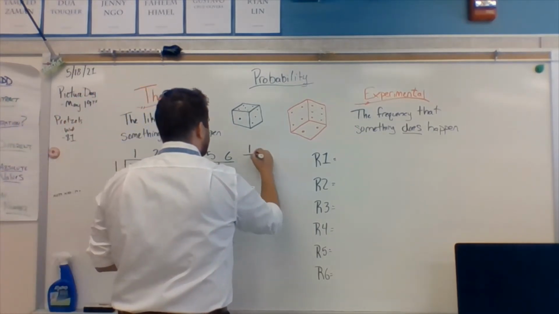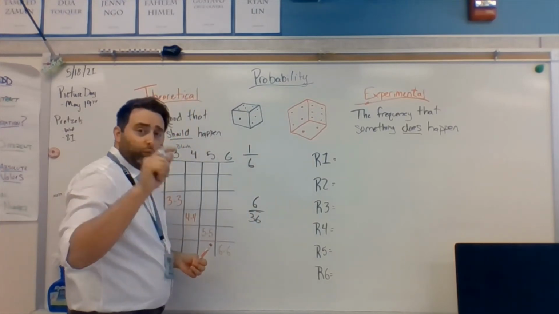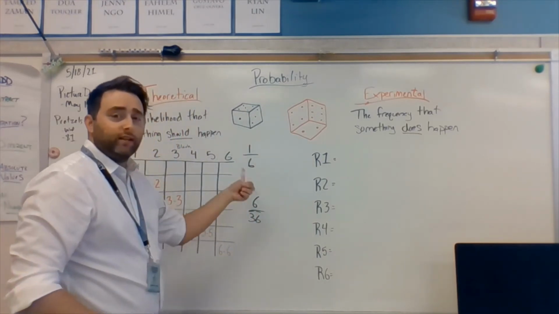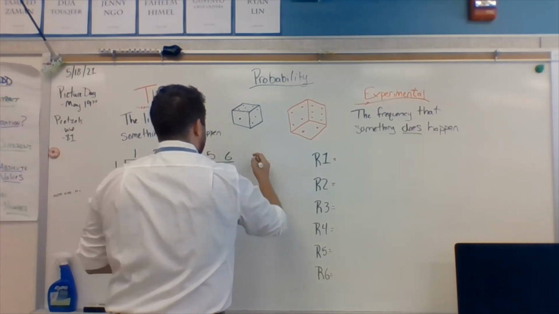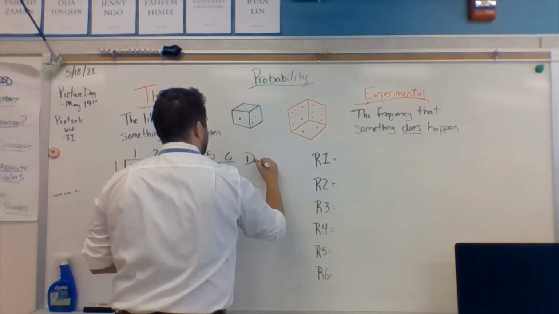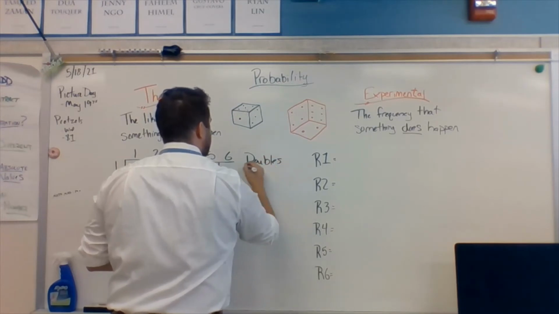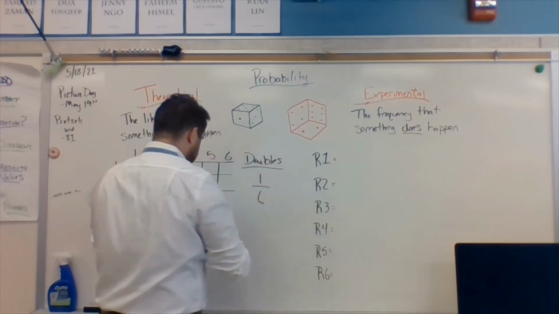There are 6 chances that I could hit a double out of 36 possible combinations. Simplify that. 6 goes into 6 1 time. 6 goes into 36 6 times. So the likelihood that I will hit doubles is 1 out of 6.